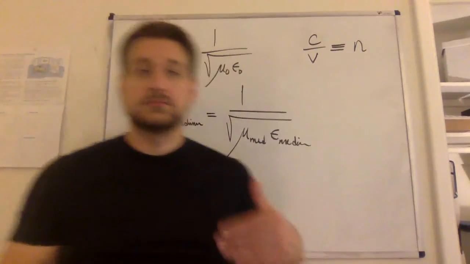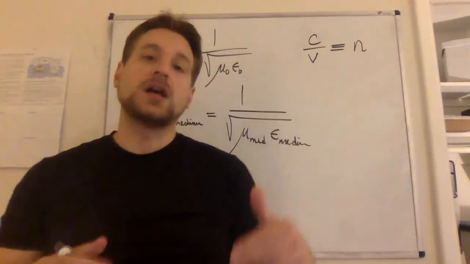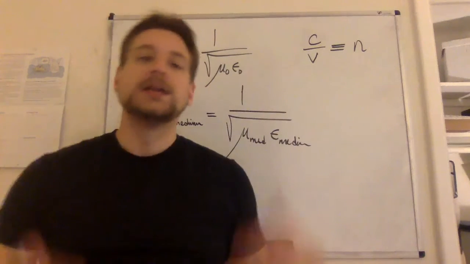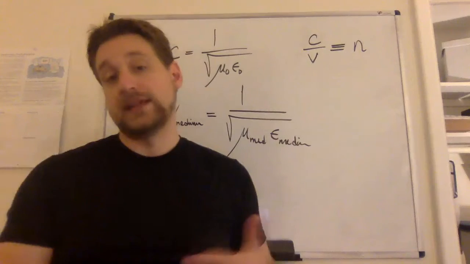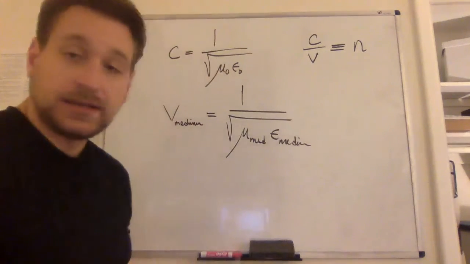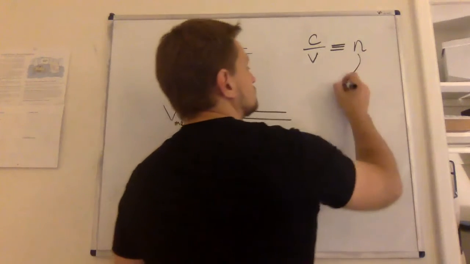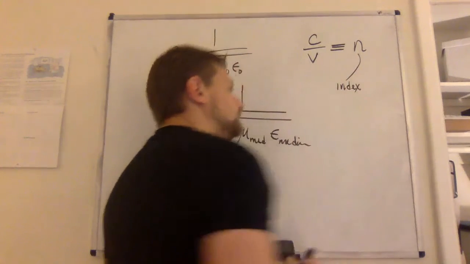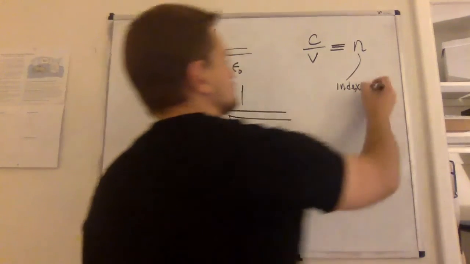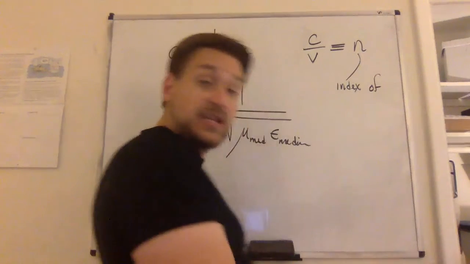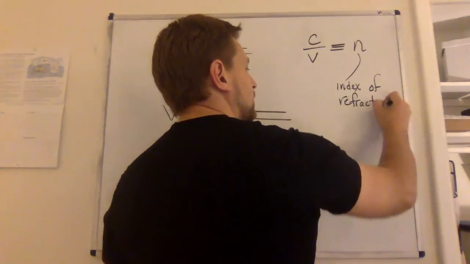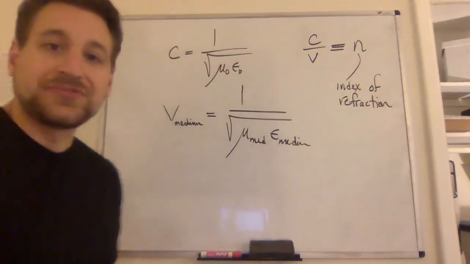n is doing the job of saying how many times faster is light in a vacuum than in this medium. It's a way of keeping track of how fast light travels in this medium. A way of keeping track, like an index. An index of what? Well, it's a speed index, actually. But it turns out to be the index that keeps track of the behavior of light called refraction.